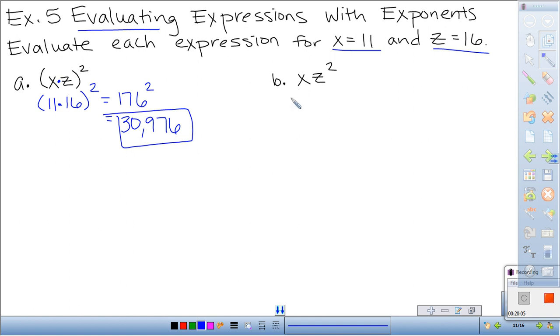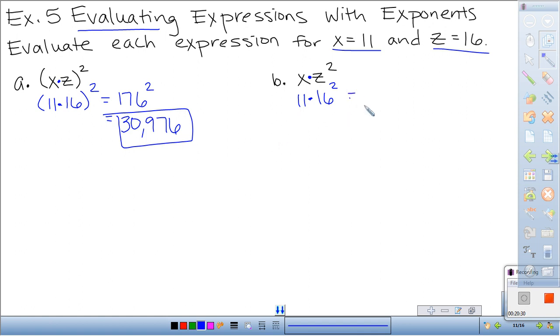Let's look at B. Now think about it. Do you think B is going to have a larger answer or a smaller answer than A? Take a second. Now let's substitute the numbers and see what you think. X is 11. Since this is x times z squared, it's 11 times 16 squared. Now looking at it, do you think A or B has the greater answer?